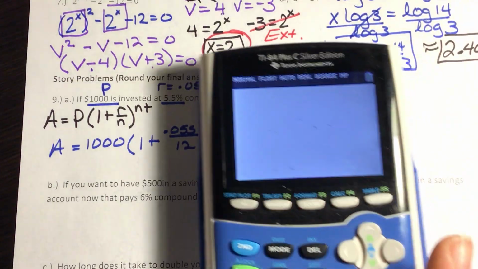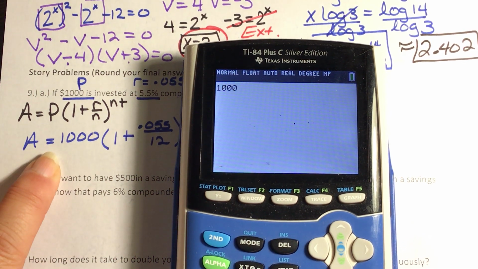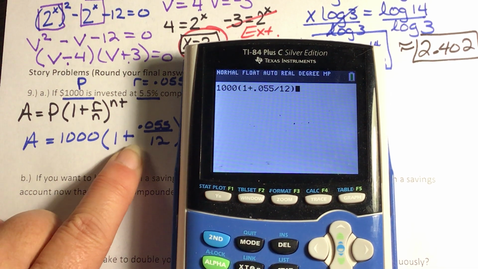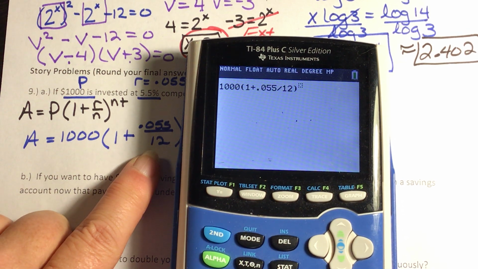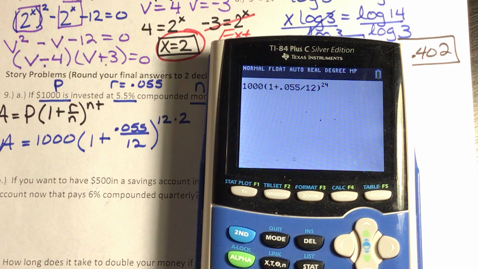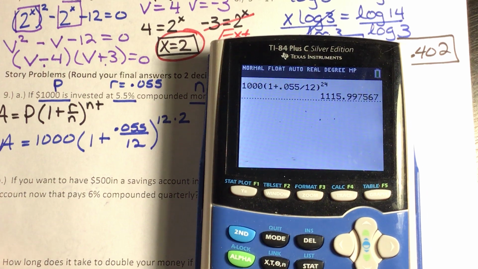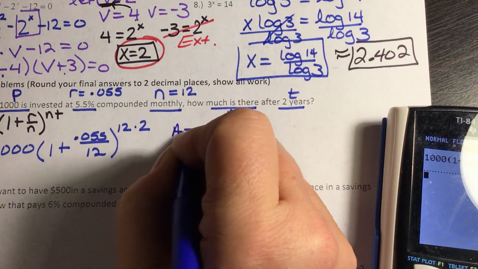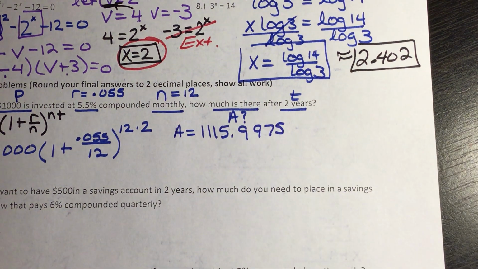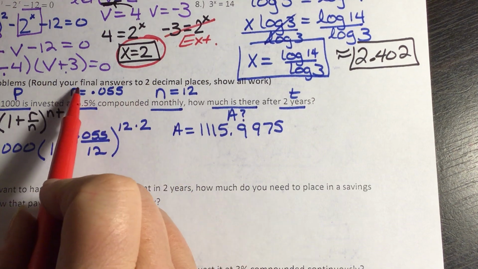So let's take what we have here, which is 1,000, and I'm putting parentheses, and I have 1 plus 0.055 divided by 12, closing the parentheses, and then I'm going to multiply that to the power of 12 times 2, which is 24, and I can multiply that together, or I can do 12 times 2, but there wasn't any rounding here. When I press equals, I get 1115.9975. All right, so A is 1115.9975. However, and I want to point this out, it does say in the directions, round your final answers to 2 decimal places.